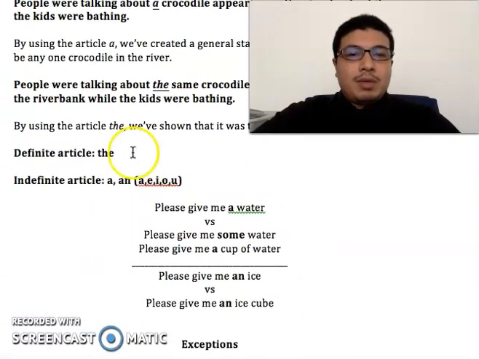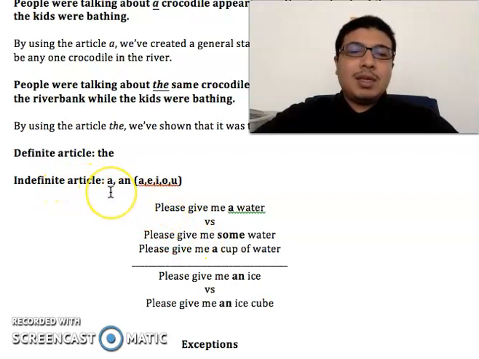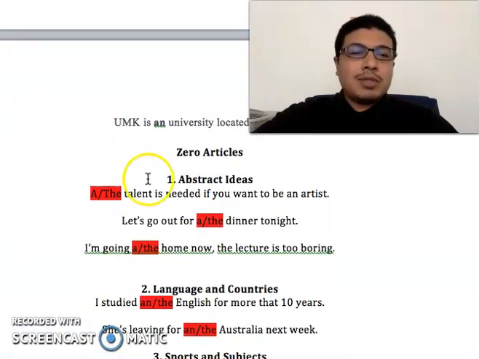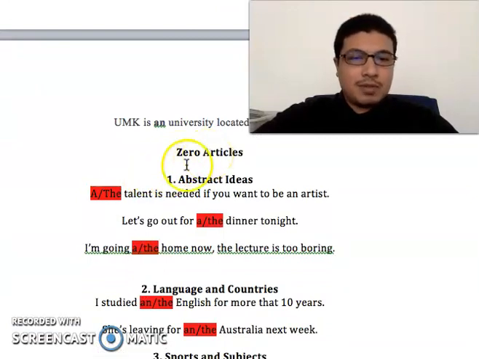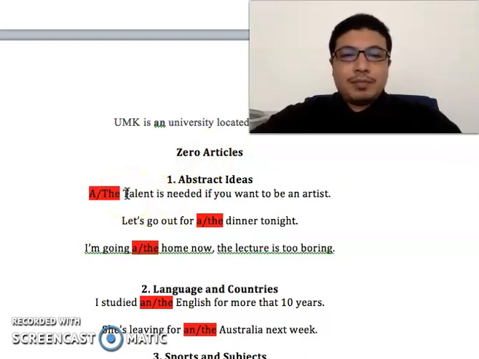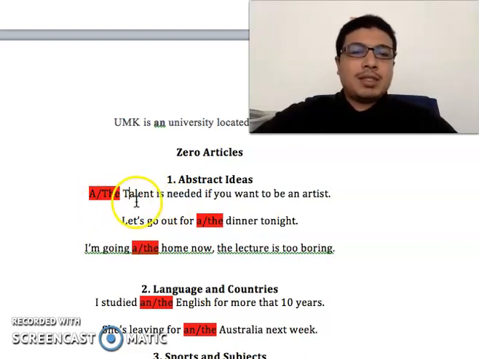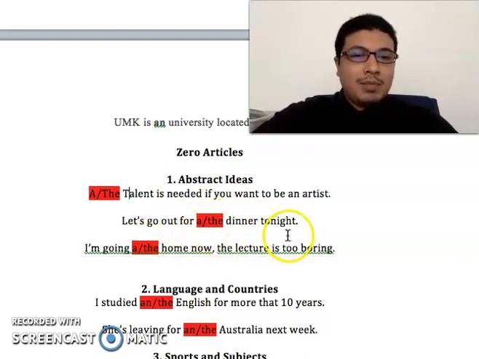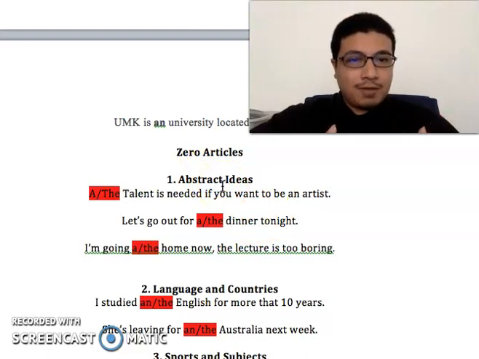So we have talked about a definite article, the, indefinite articles, a and an, and the differences. Now there are also situations where we don't use articles at all. For example, we say talent is needed if you want to be an artist. We don't normally say a talent or the talent. Let us go out for dinner tonight. We don't say for a dinner or for the dinner tonight, because these are abstract ideas. Abstract ideas means something that you cannot touch but you can feel.